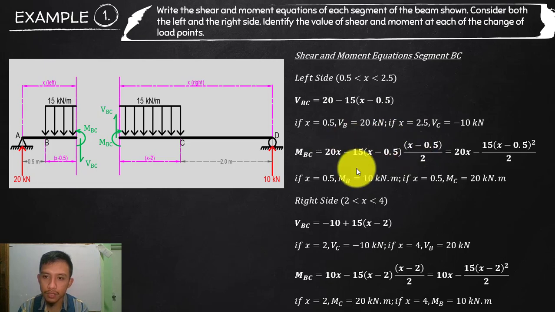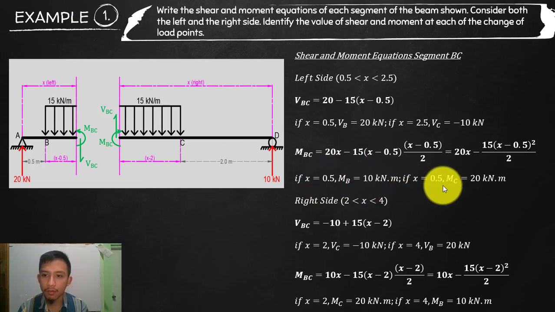So I think we need to simplify. This is a little bit complicated, so we need to simplify. So that will end up to 20 times x minus 15 over 2 times this quantity squared. So all you need to do is change the values of x and you will end up with the moment. So I want to get it at B, so x is 0.5, you will end up with the moment at B to be 10. Okay, moment to be 10.